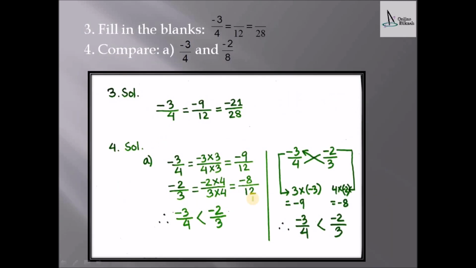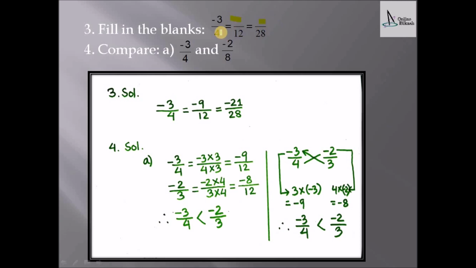Next question, number 3. Fill in the blanks. Minus 3 by 4 equals dash by 12 equals dash by 28. Okay, this is the question. So in this question, you have seen the equal sign. Equal means what? Equivalent. All these 3 fractions, the 1st fraction, 2nd and 3rd fraction, are all equivalent to each other.